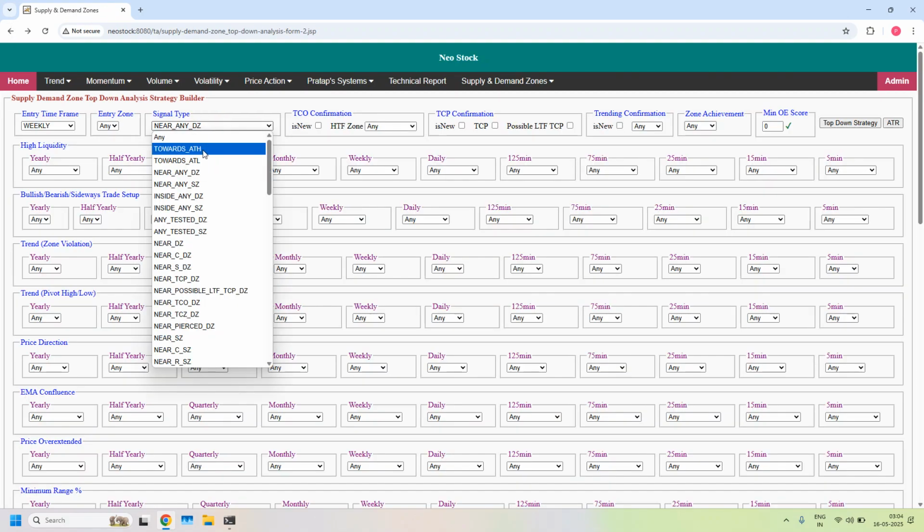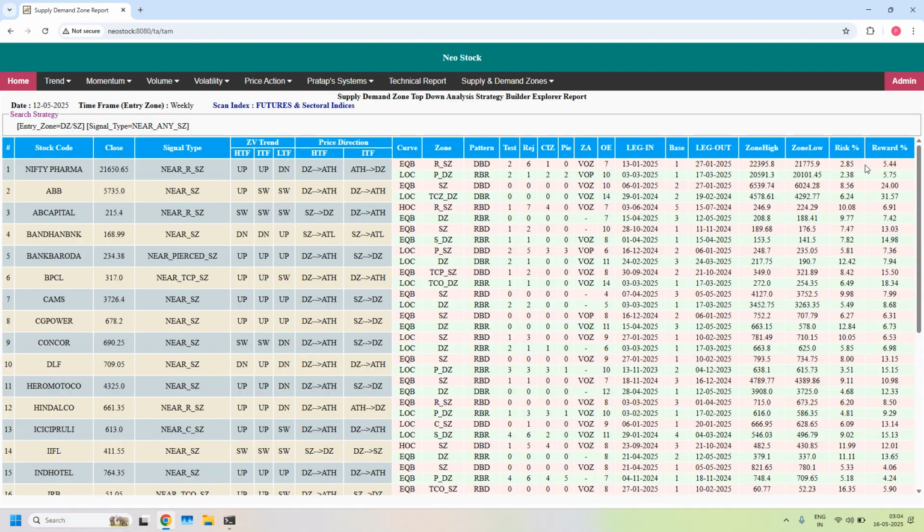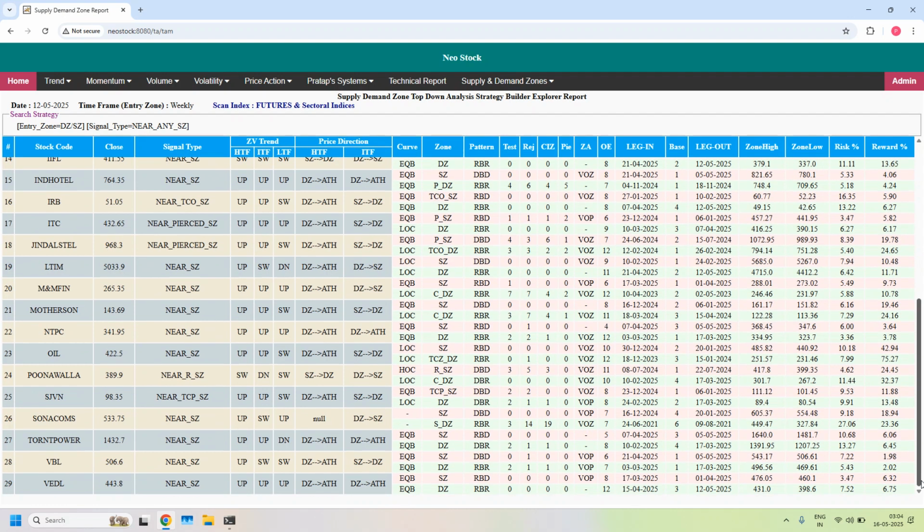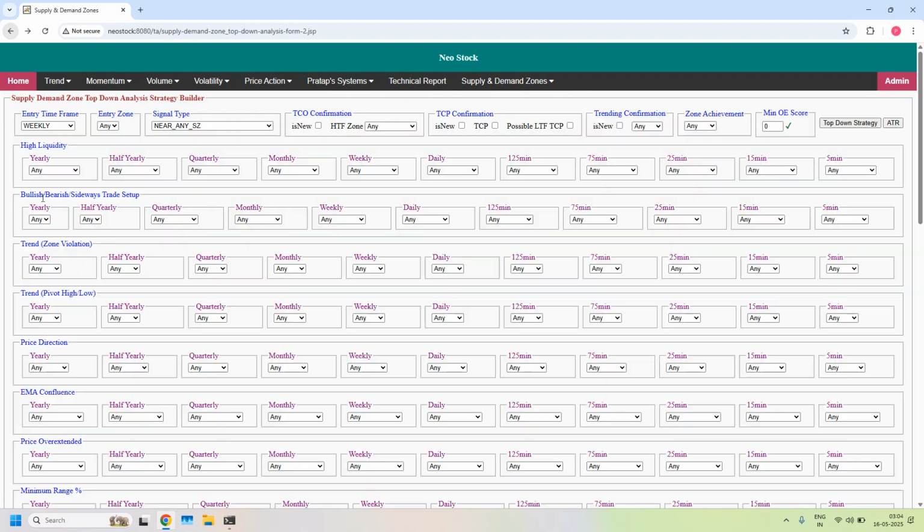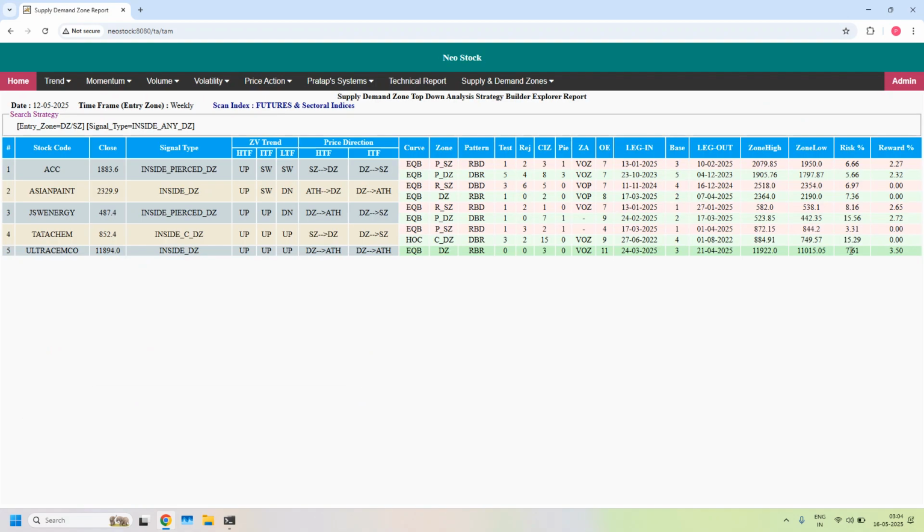Next, stocks near weekly supply zone. First 15 stocks in the list. Scrolling the list down. Total 29 stocks are filtered. We can further filter the list. Next, price closed inside the weekly demand zone. We got 5 stocks.